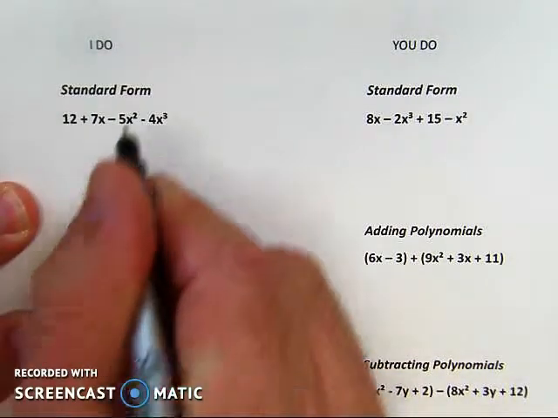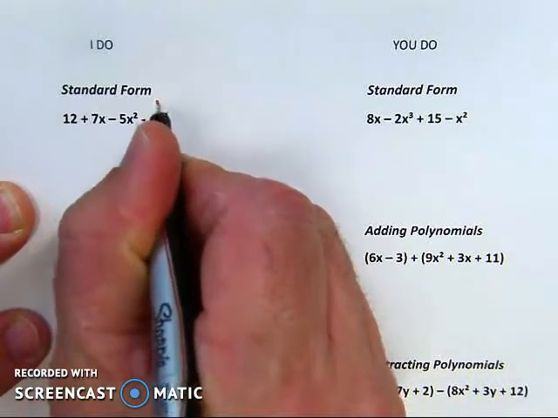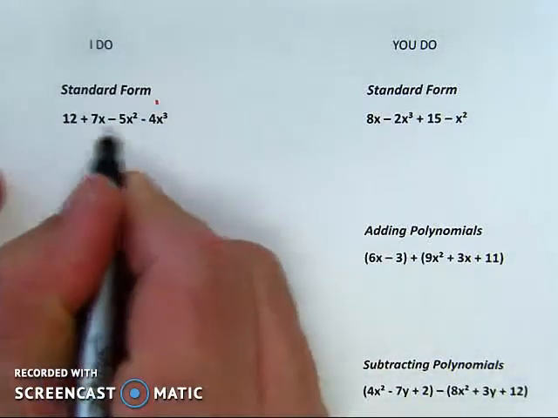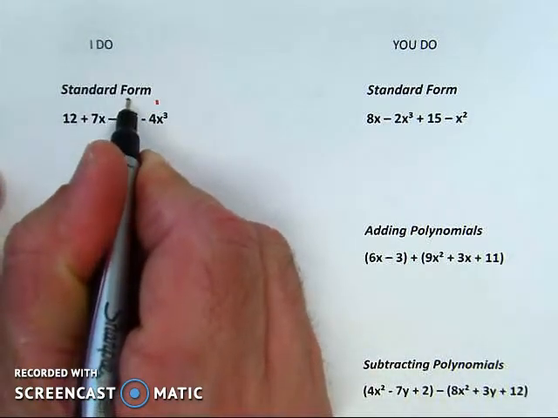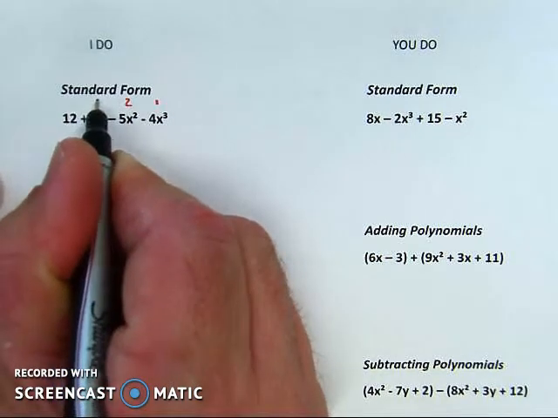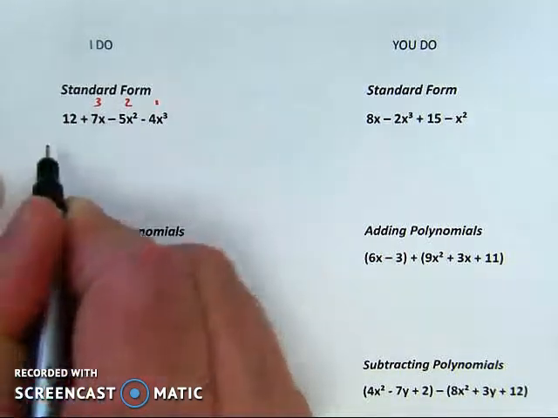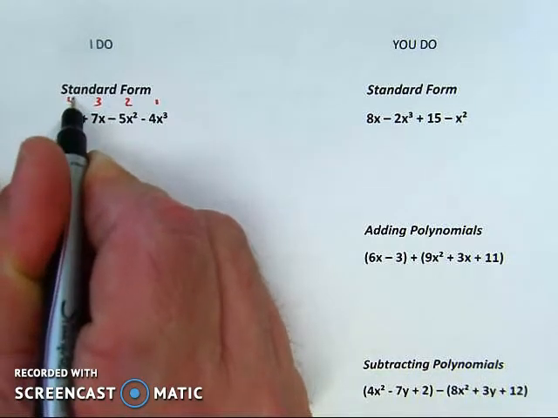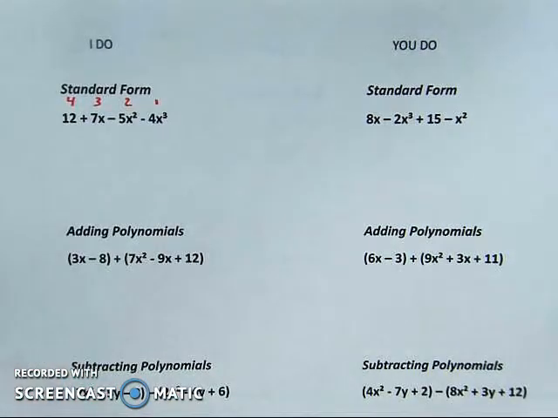So the biggest exponent is the 3. So that's going to be my first term right there. The next biggest is the 2, so that'll be my second biggest term. Then I have an x and a constant. The x will be my third because it's x to the first. And then the constant, which is the number, goes last.